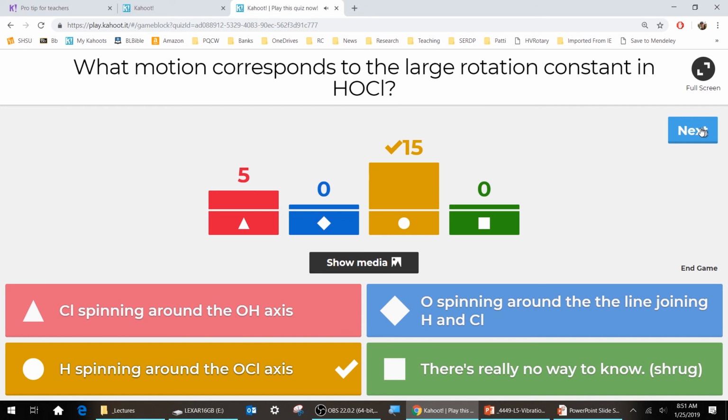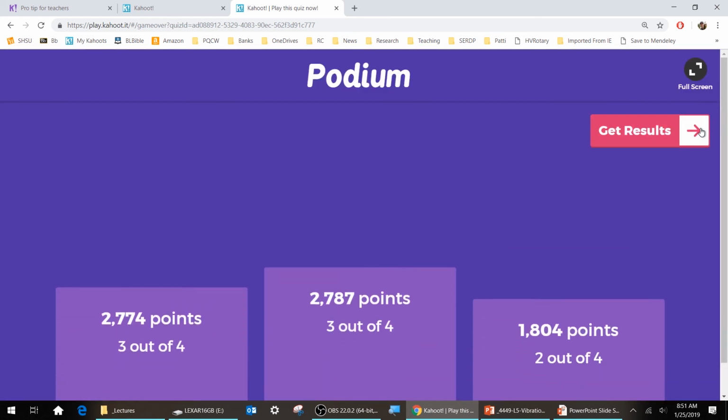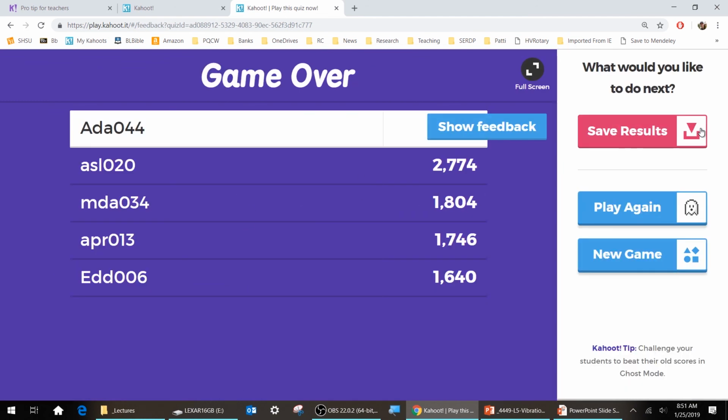Very good. Yeah. So the hydrogen spinning around the OCl axis is a very, very small mass, and so that's a very small moment of inertia, which means a big rotational constant. So that's the one that's 30, and then B and C are equal to each other. Those are the tumbling of the molecule. So just a little review of rotational motion. Okay. Good job.